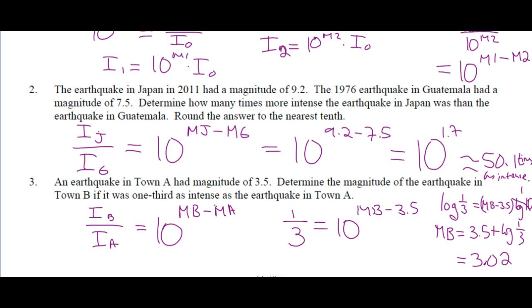Your check back is that if it's 1/3 as intense, then the magnitude of B has to be a lower magnitude. If it's a higher magnitude, then it's more intense. Lower magnitude is less intense, and this is 1/3. That's not much of a movement, you think. Well, you're only down by 0.48, but it's 1/3 as intense. Okay.